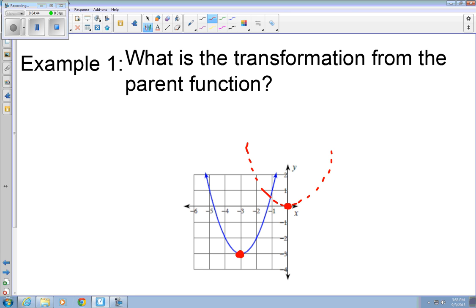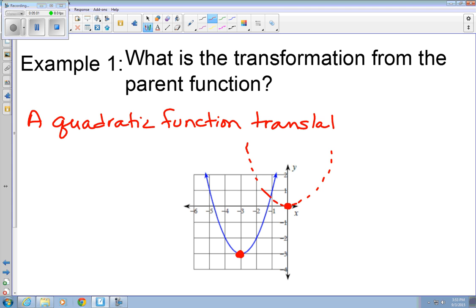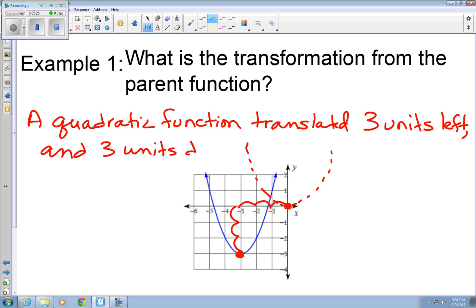So I'm going to write a quadratic function translated, looks like, 3 units left and 1, 2, 3 units down. That's all you have to write for this.